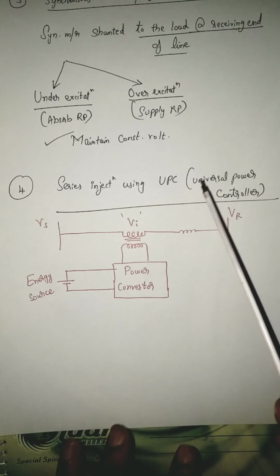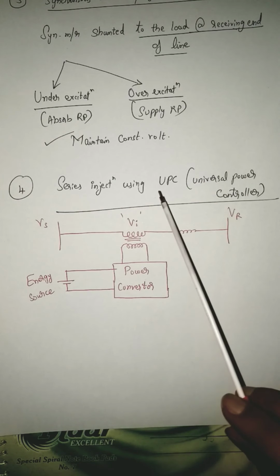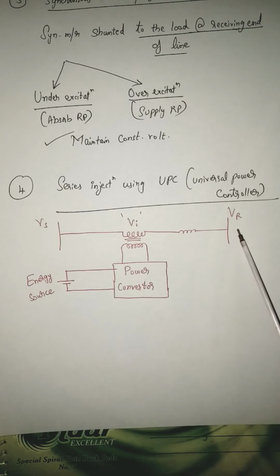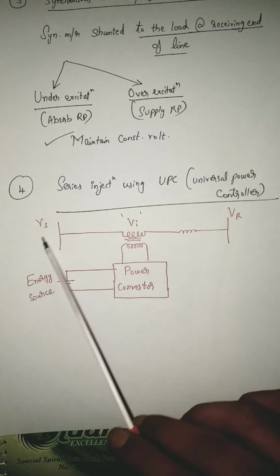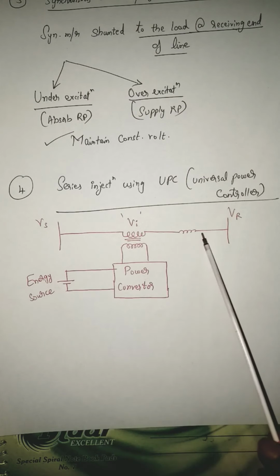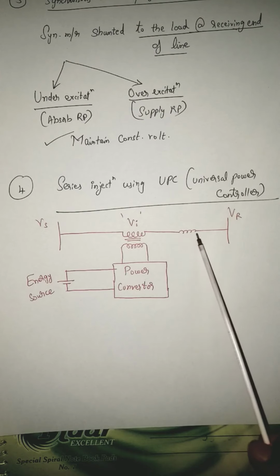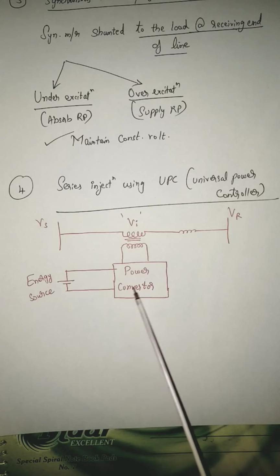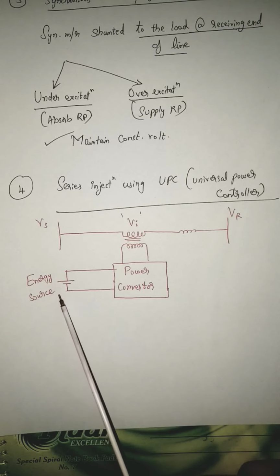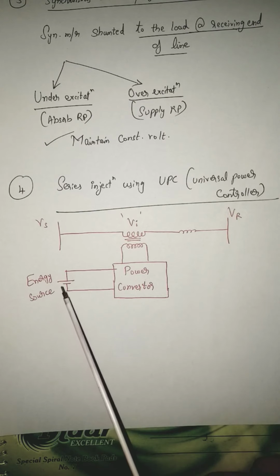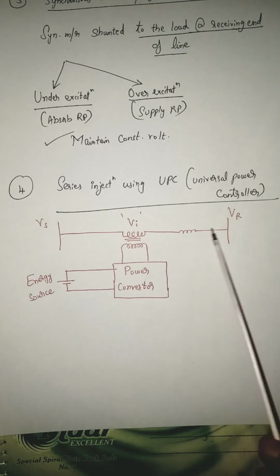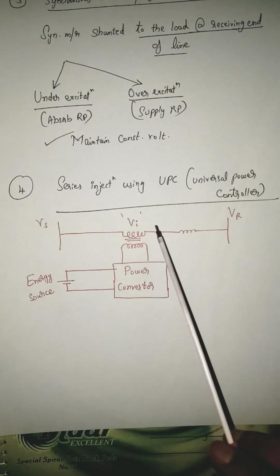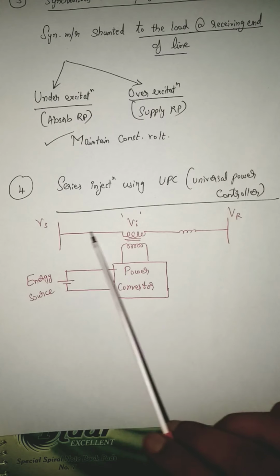Then comes the last method, which is series injection using universal power controller. So here you can see the sending end voltage, and the receiving end voltage, obviously at the load. This is at the generator side or grid side, and here this represents the transmission line reactance. And here I am going to include a small transformer. There is a power converter and there is a DC energy source. So my intention is to boost the voltage along this particular transmission line or reduce the voltage along the transmission line. So I want to vary this voltage along the transmission line.